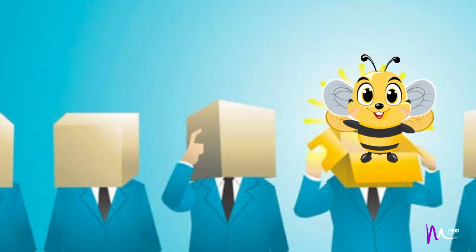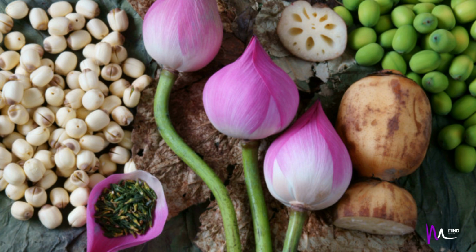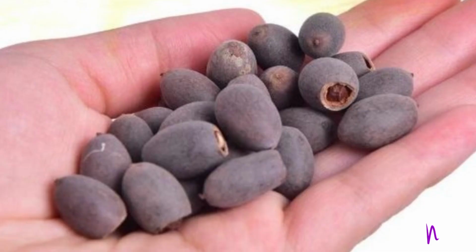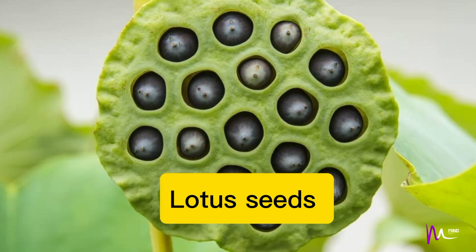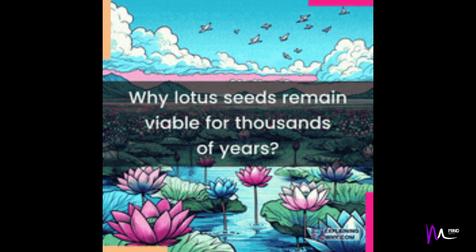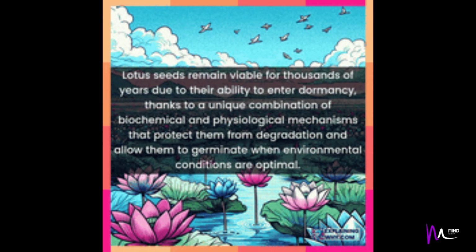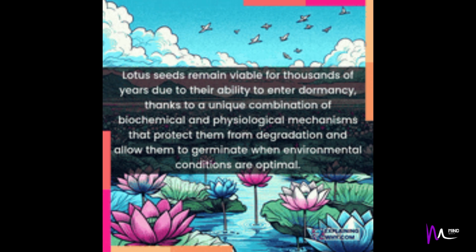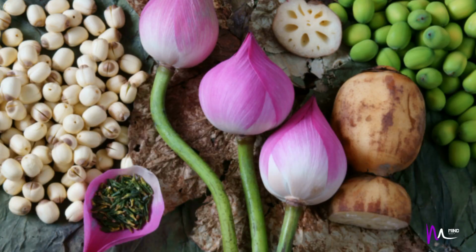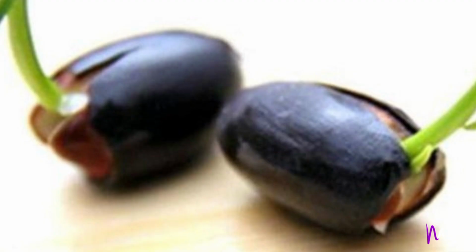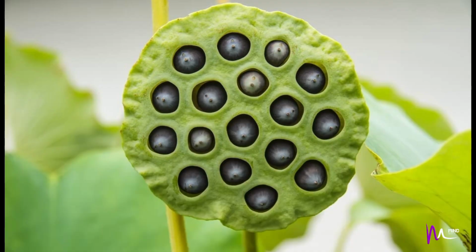Out of the box. Some seeds germinate uniquely, and among that one is the lotus seeds. Lotus seeds. Why do lotus seeds remain viable for thousands of years? Lotus seeds remain viable for thousands of years due to their ability to enter dormancy, thanks to a unique combination of biochemical and physiological mechanisms that protect them from degradation and allow them to germinate when environmental conditions are optimal.